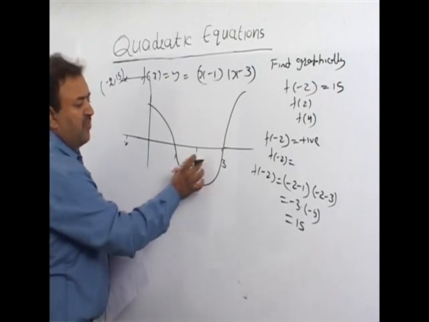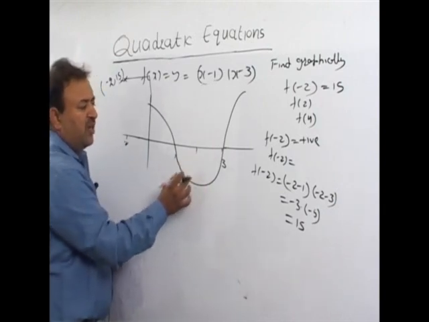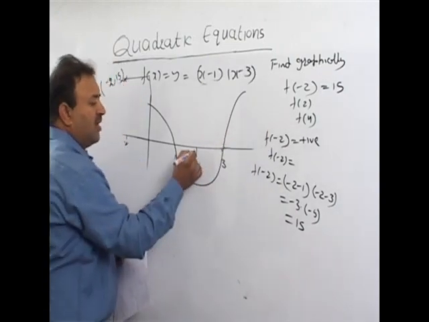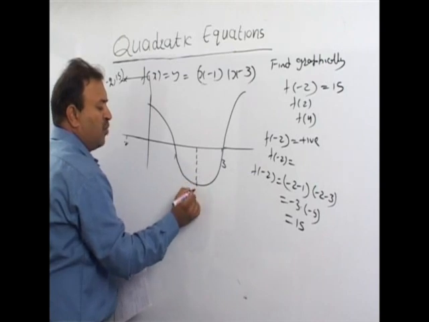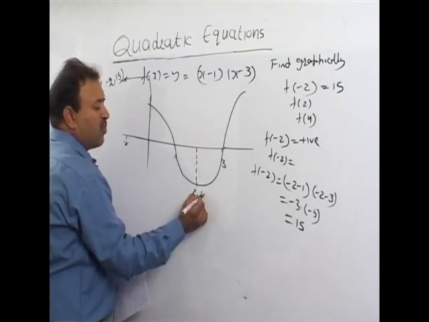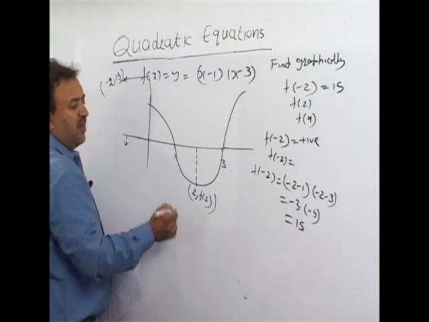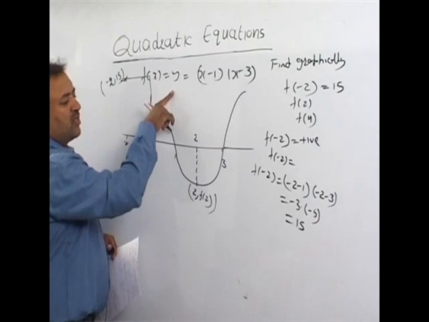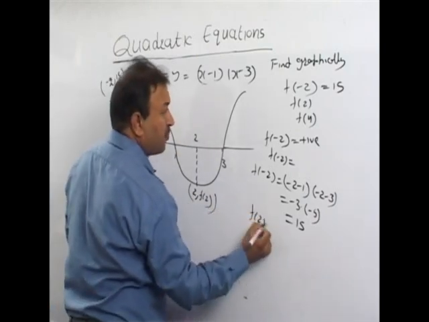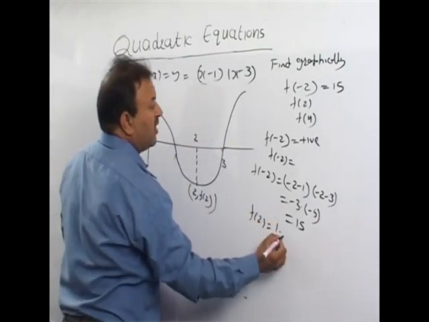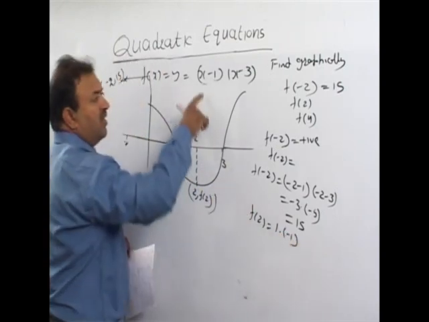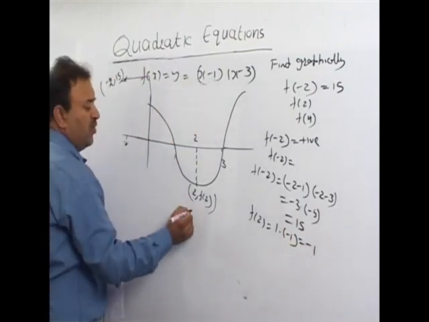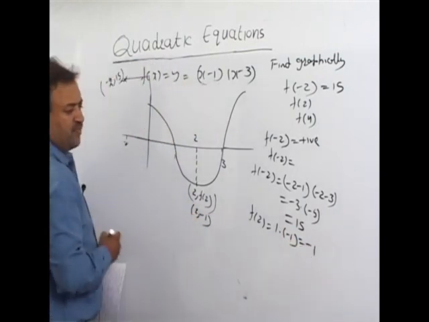Similarly, we have to find the value of f(2). So f(2) lies between 1 and 3. Whatever values of x we take between 1 and 3, the values will come out negative. Clearly 2 lies over here, so f(2) will be here. This point is (2, f(2)). To get the value of f(2), we substitute: (2 - 1)(2 - 3) is 1 into -1. We got -1. So we can write this point as (2, -1).